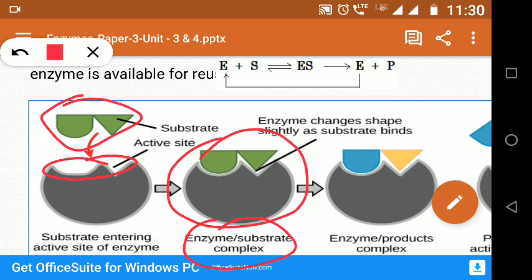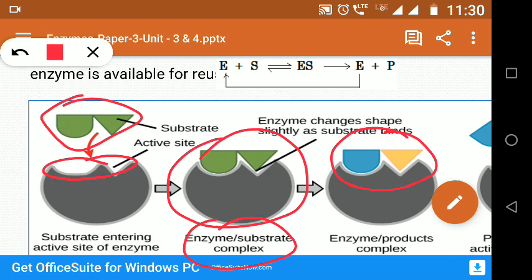Before that, what happens is this enzyme slowly converts the substrate into a transition state. First of all it converts into a transition state, which is intermediate between substrate and product; the structure of the transition state is between substrate and product. Then it converts the transition state into product. So these are two products. From one substrate we are getting two products.